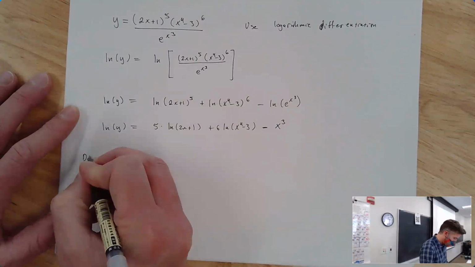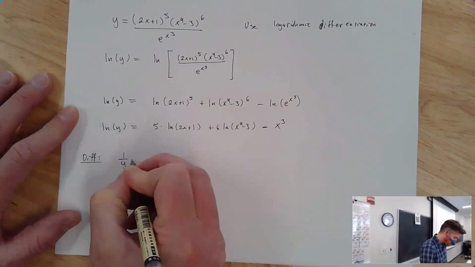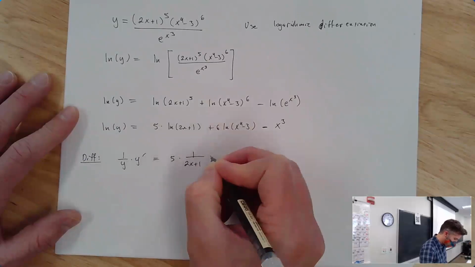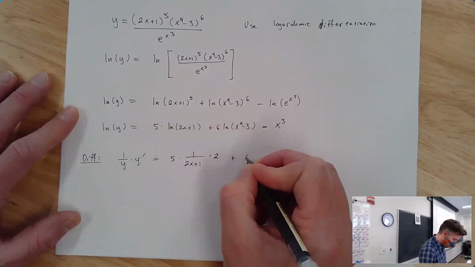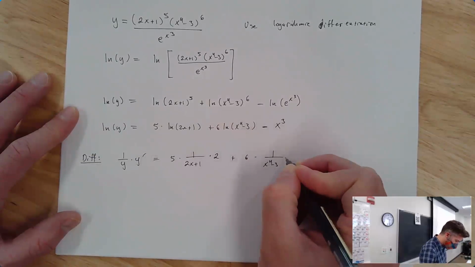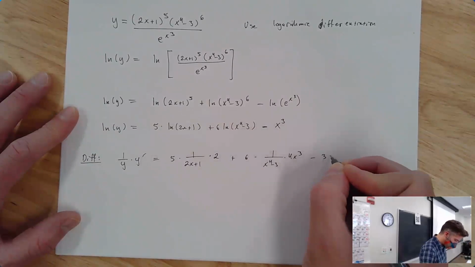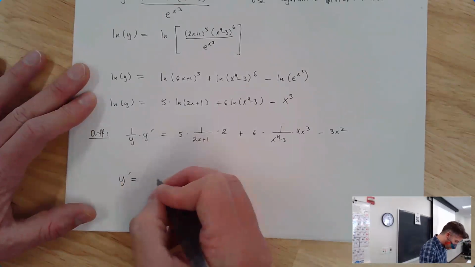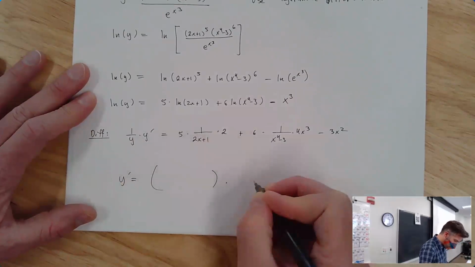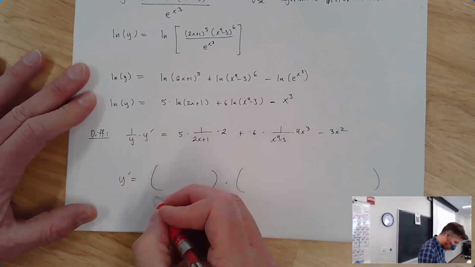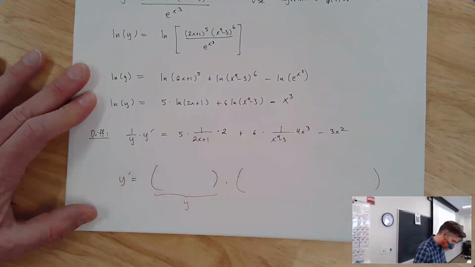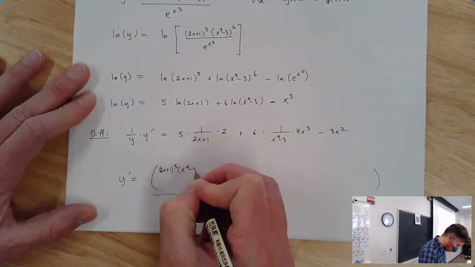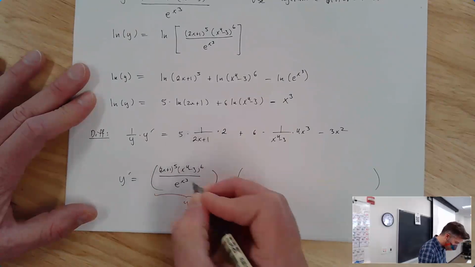So now we differentiate. The left-hand side, we're going to get 1 over y times y prime. The right-hand side, we're going to get 5 times 1 over 2x plus 1 times the derivative of 2x plus 1, plus 6 times 1 over x to the 4th minus 3 times 4x cubed, minus 3x squared. And then our final answer is going to be y prime equal to y times all this stuff. Where y is the (2x plus 1) to the 5th times (x to the 4th minus 3) to the 6th, divided by e to the x cubed. And all this stuff is just the same.